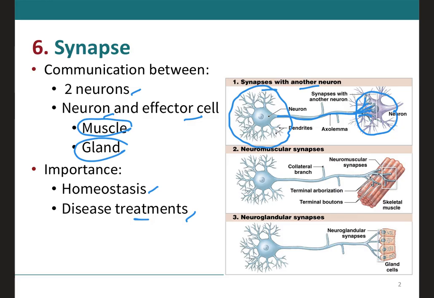In the second example, we have the synapse of a neuron with a skeletal muscle. And we already talked about this, how this will create what we call the neuromuscular junction. And the third one is what we call the neuroglandular synapse, which, like the name says, is a synapse of a neuron with glands. So let's see how these work in the next few slides.